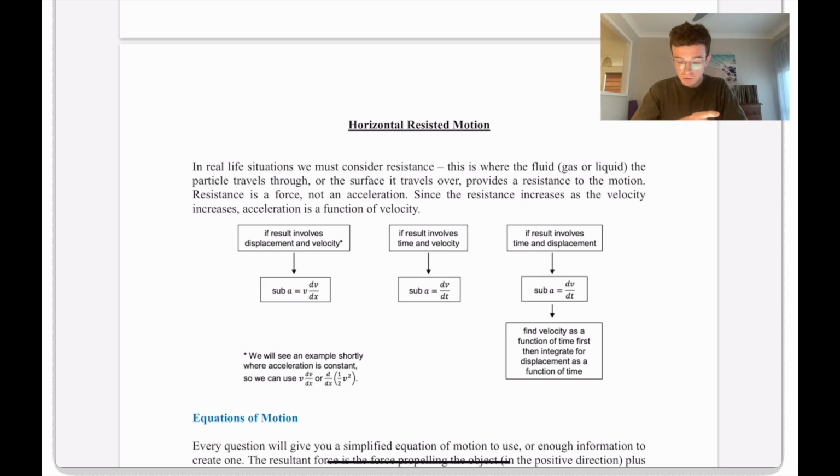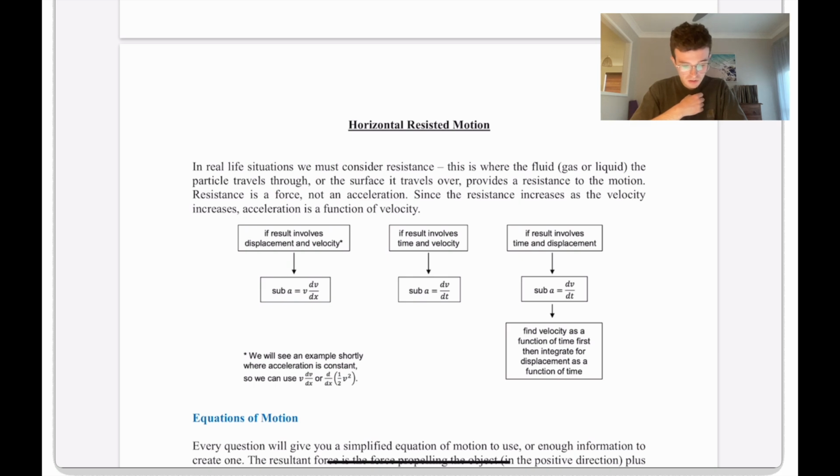Now this is where the fluid or gas or liquid the particle travels through, or the surface it travels over, provides a resistance to the motion. Now resistance is a force, not acceleration. Since the resistance increases as the velocity increases, acceleration is a function of velocity.